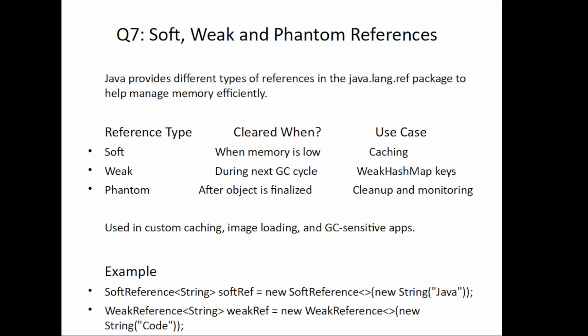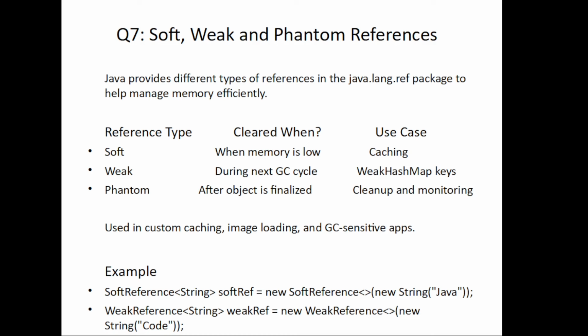Soft reference is cleared only when memory is low and used in caching like image loading. So if memory is available, it stays. And weak reference is cleared on the next GC cycle even if memory is fine. Weak reference is good for maps like WeakHashMap where you don't want to prevent garbage collection. And phantom reference is the most advanced, cleared after object is finalized but before memory is reclaimed, and it is used in low level libraries like memory pools or resource cleanup monitoring, and it requires a reference queue.